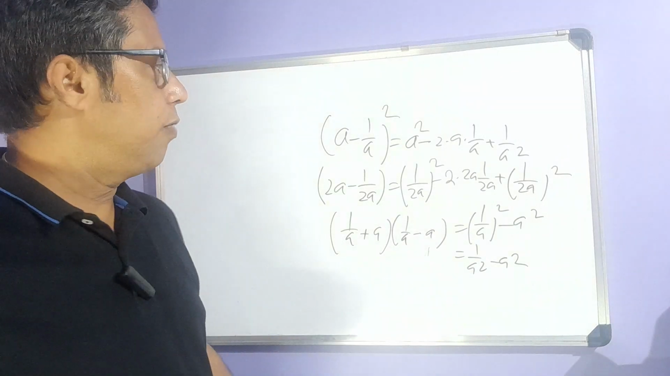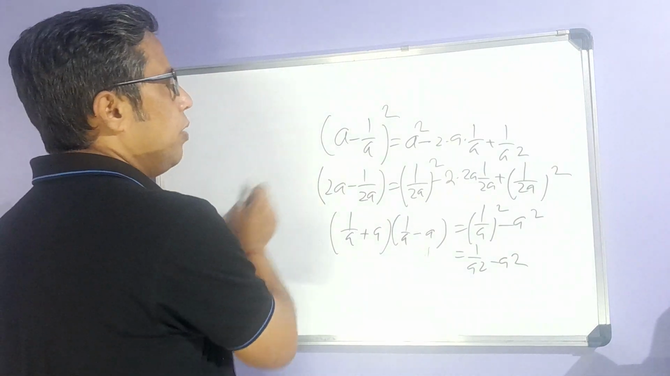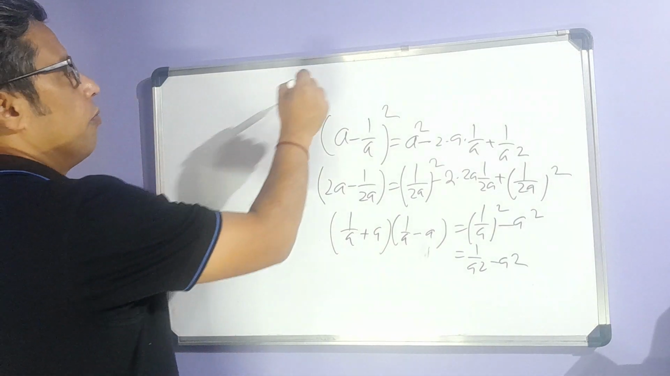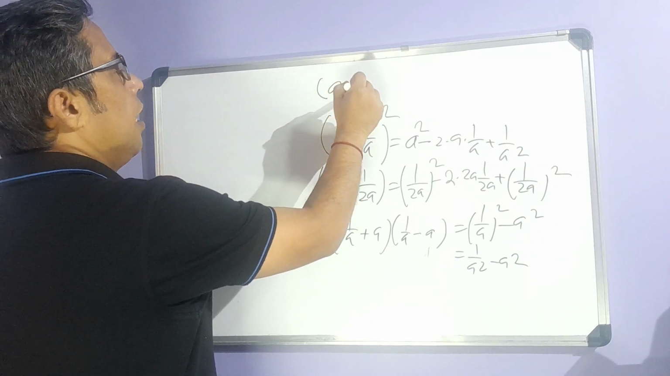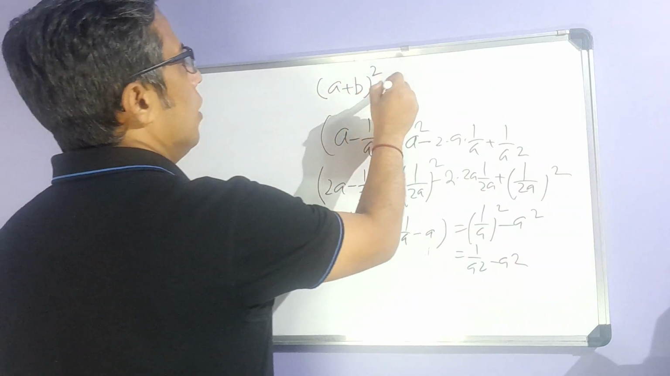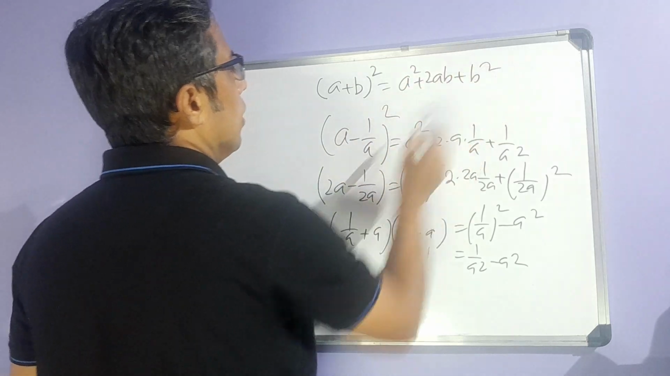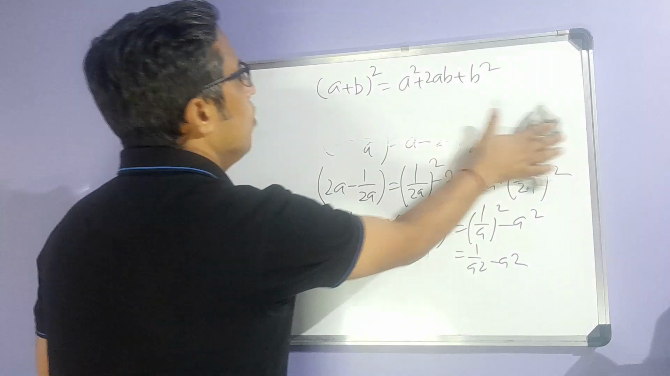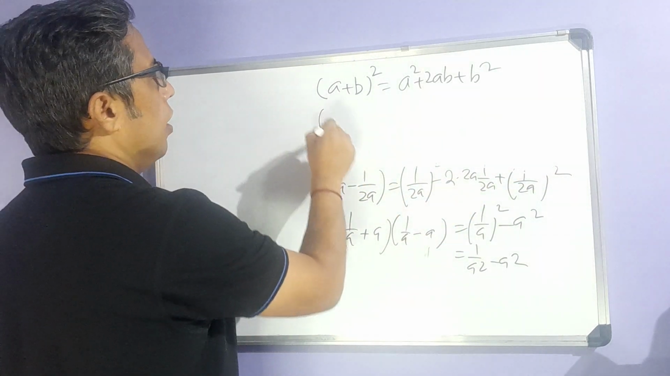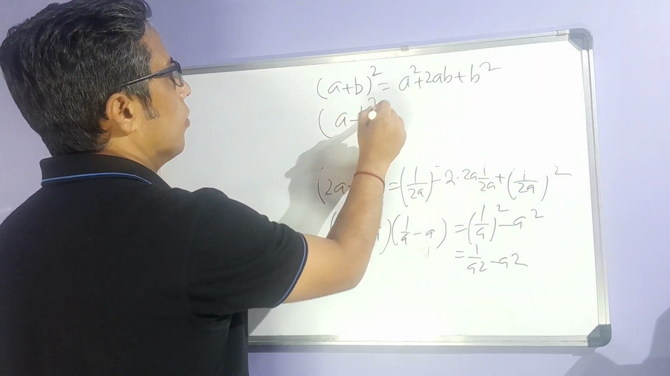So what are the key formulas which should be with you? Okay, one is that a plus b whole square is equal to a square plus 2ab plus b square. Then a minus b whole square.